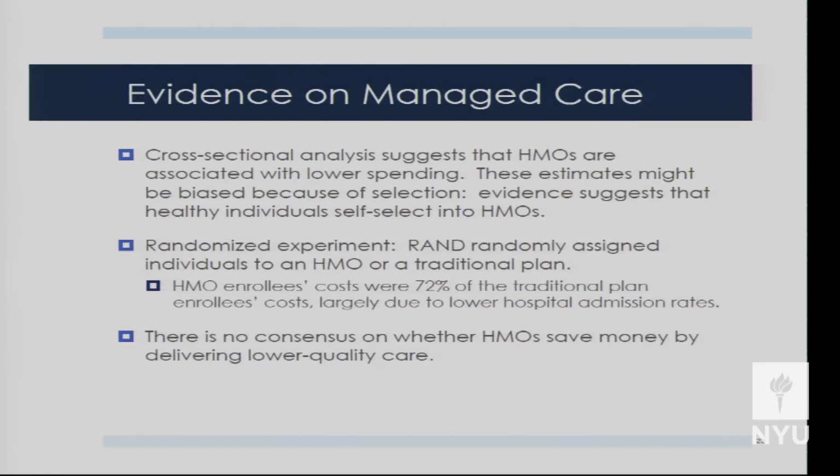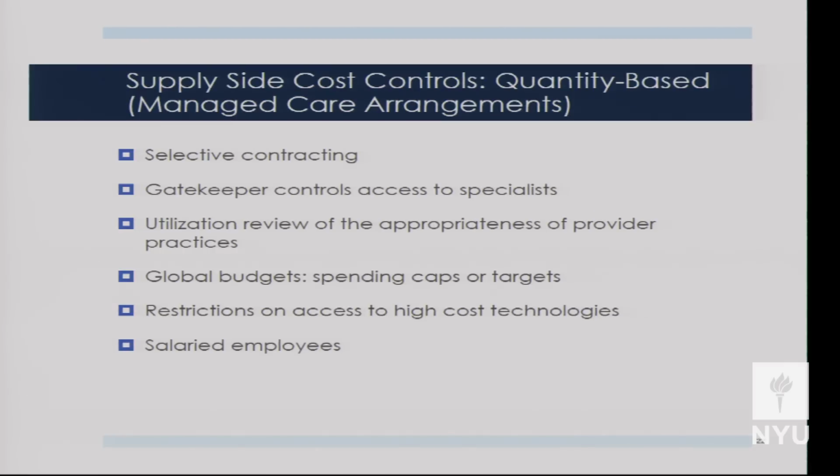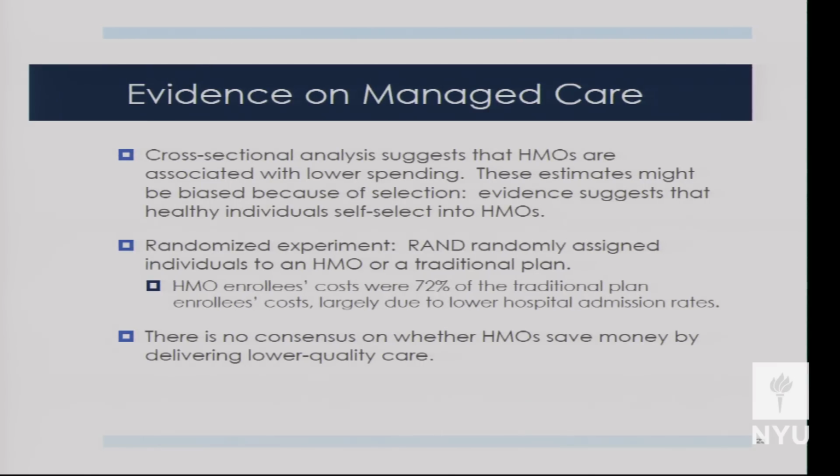Because if I know that signing up for an HMO is going to trigger this stuff, less access to specialists, sort of gatekeepers that prevent me from utilizing some medical care, restricted access to high-cost technologies. If I know I'm a really sickly person, am I going to opt into an HMO? No. So part of when we just look at the cross-sectional evidence, the fact that people in HMOs tend to spend less, it could be because they're healthier people. They're not that interested in high-end medical care. That's why they're in an HMO.